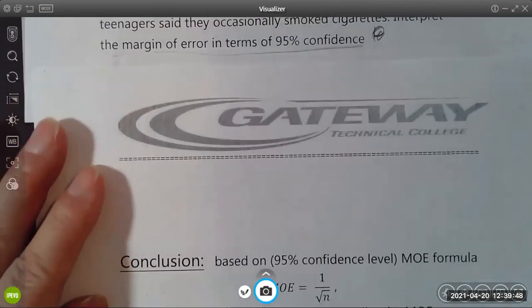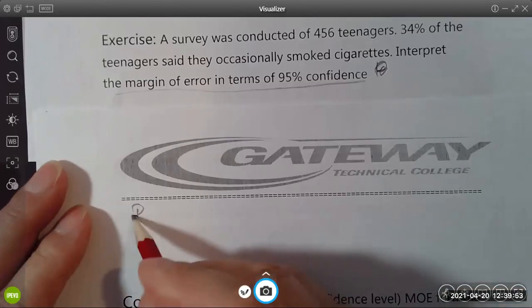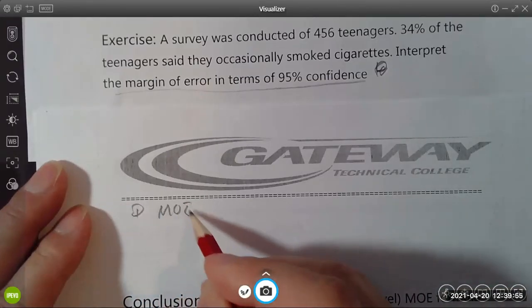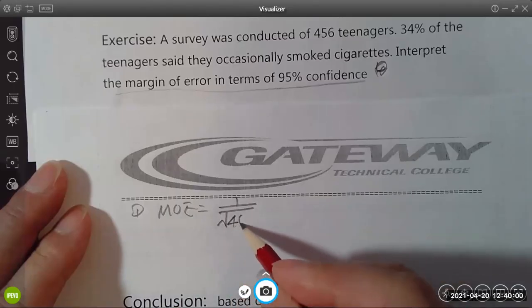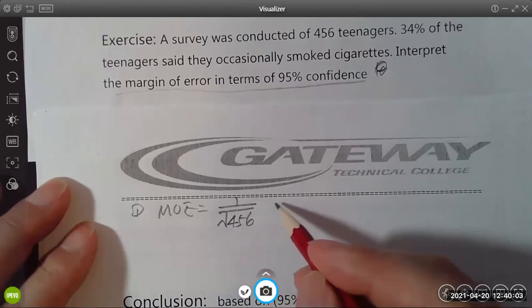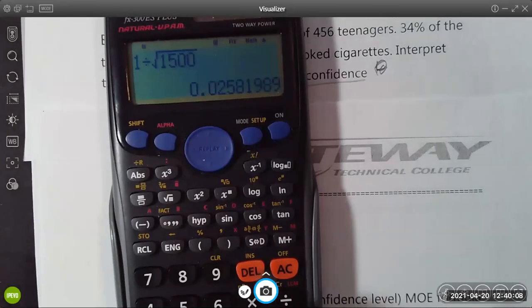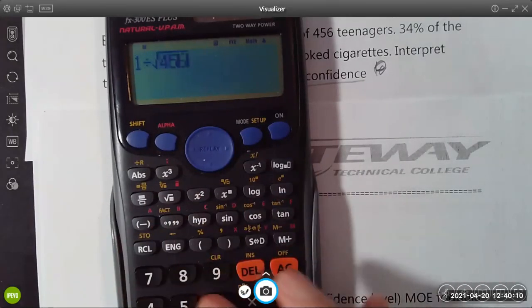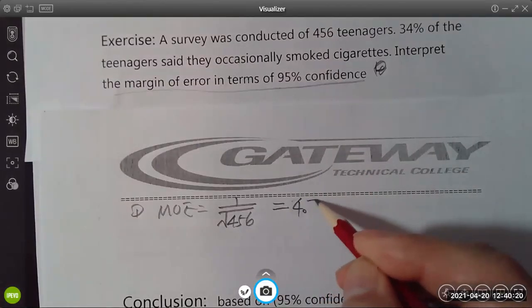So let's do that. Basically, with sample size, it's 1 over the square root of n. We already know that. So margin of error equals 1 over the square root of, we have 456 teenagers surveyed. So let's do this part first. 1 divided by the square root of 456 equals, let's read it directly, 4.7%. That's the margin of error.